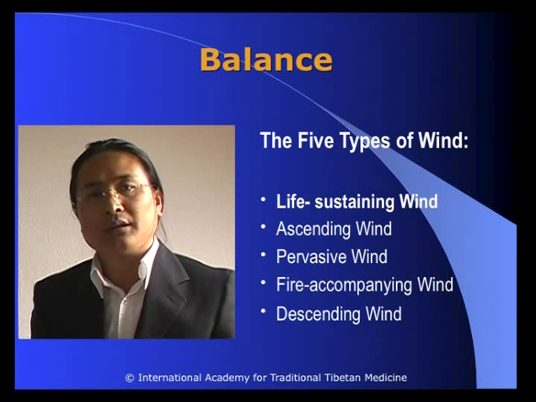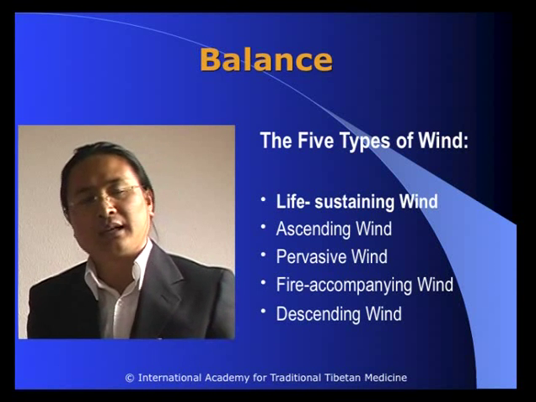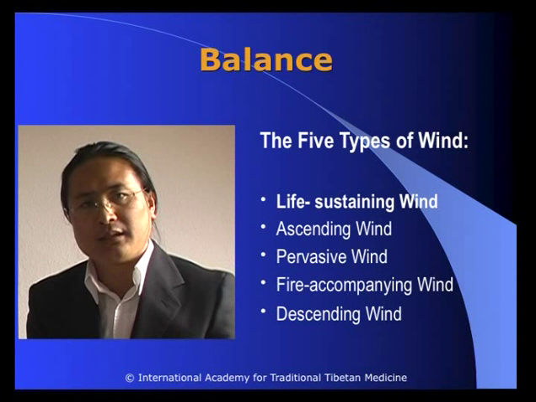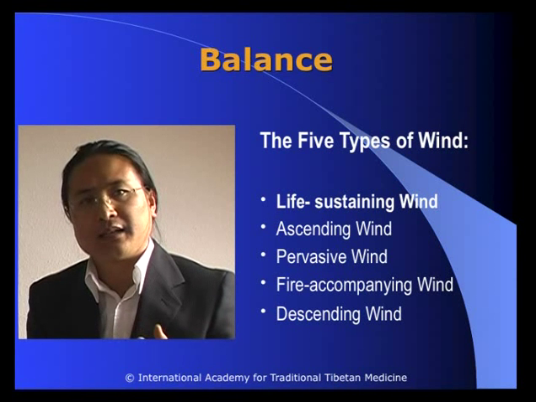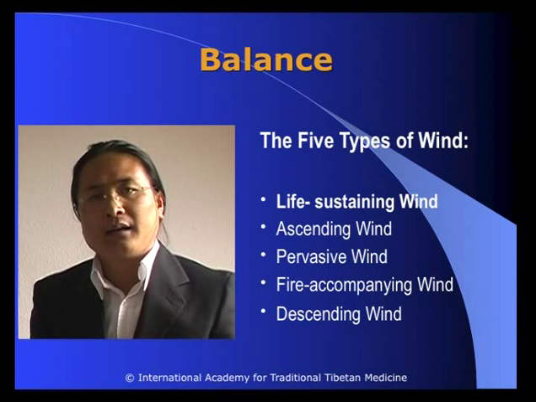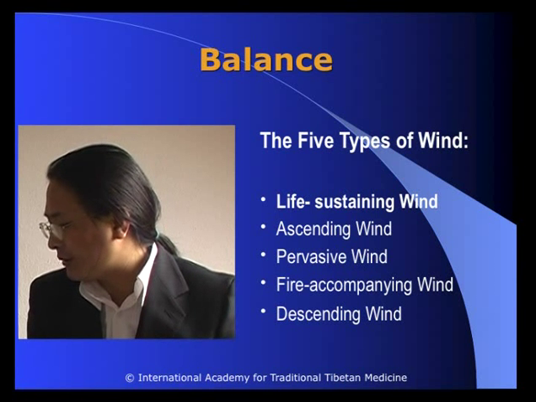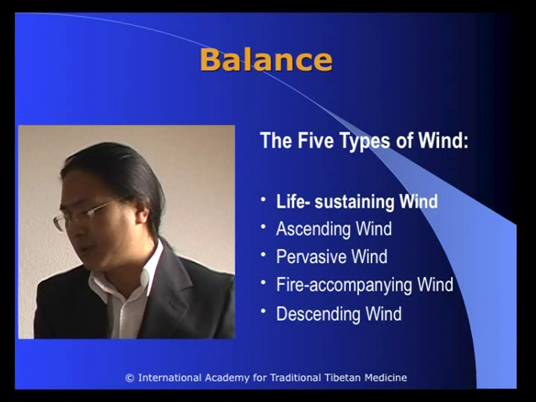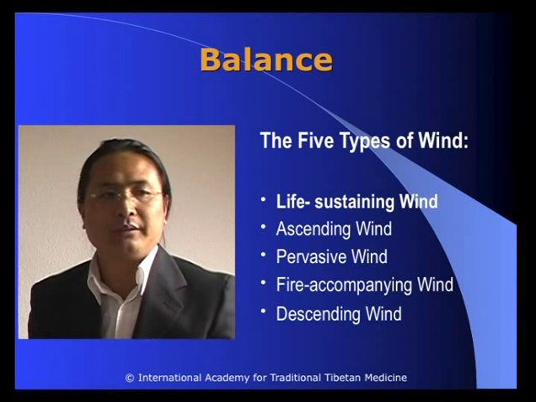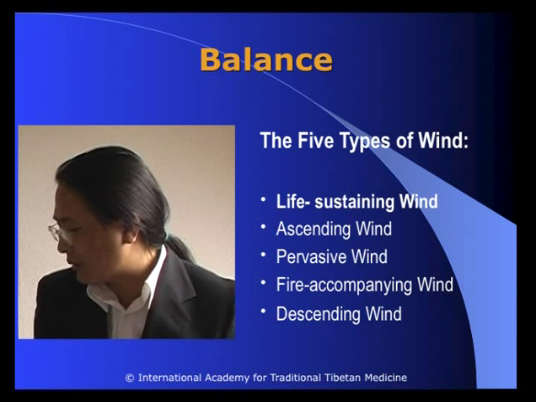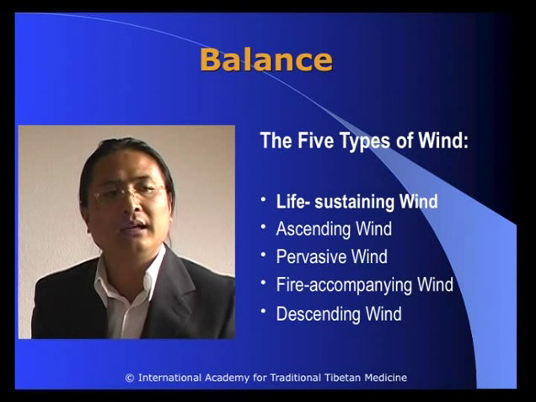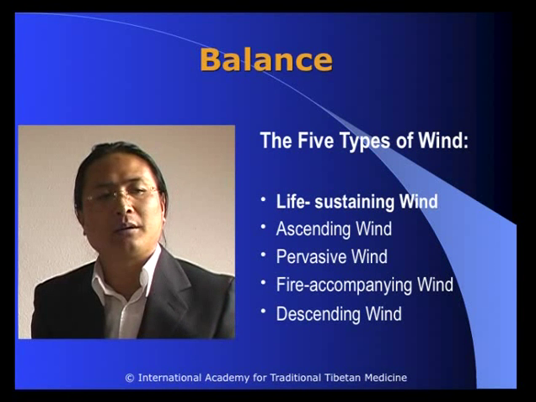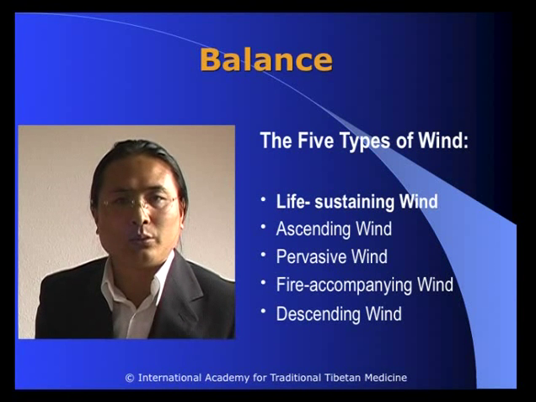Meaning of wind or the air or the gas. So especially it has a neutral quality, and also it's a light and rough quality. According to traditional Tibetan medicine, which is divided in 5 divisions, and which here we call the 5 root divisions, as we see here: life-sustaining wind, ascending wind, all-pervasive wind, fire-accompanying wind, and descending wind.